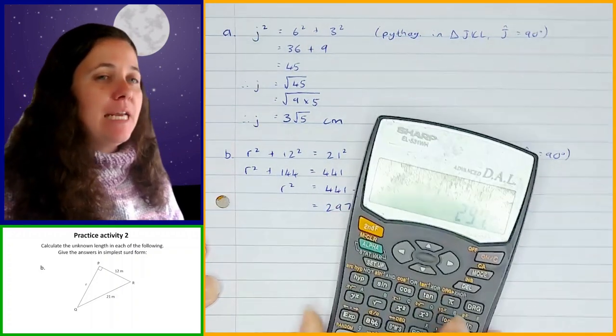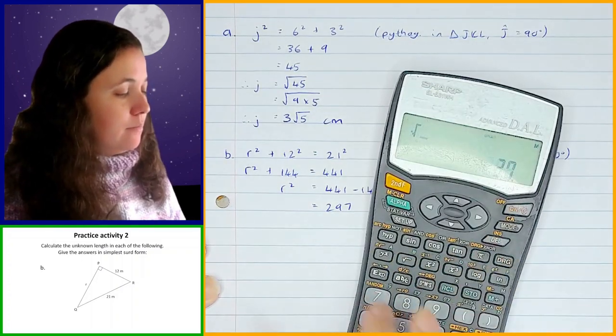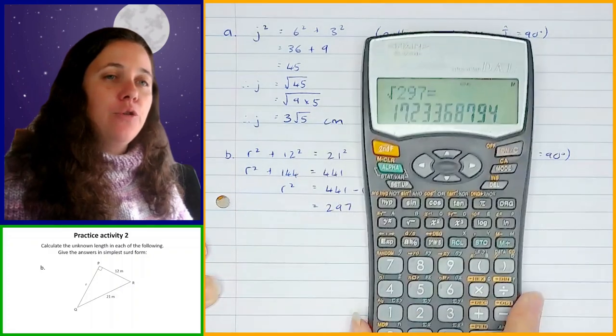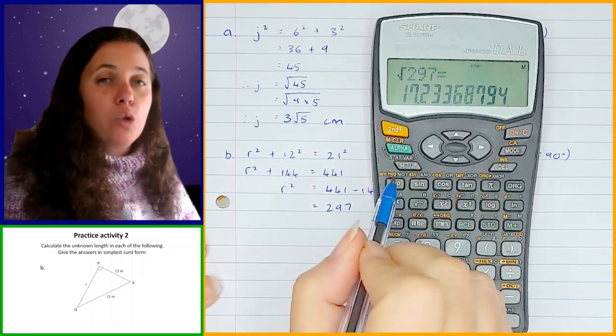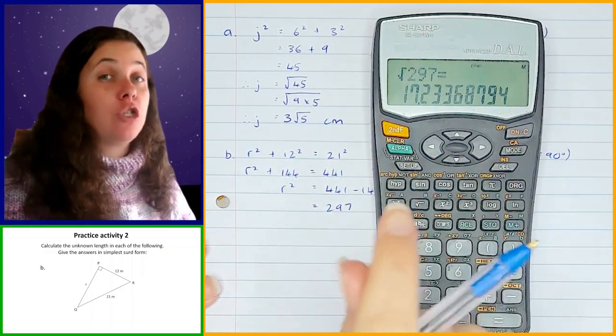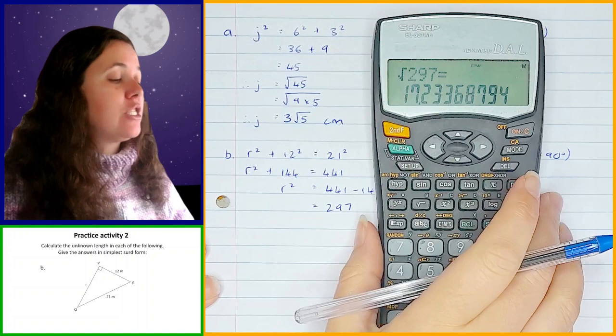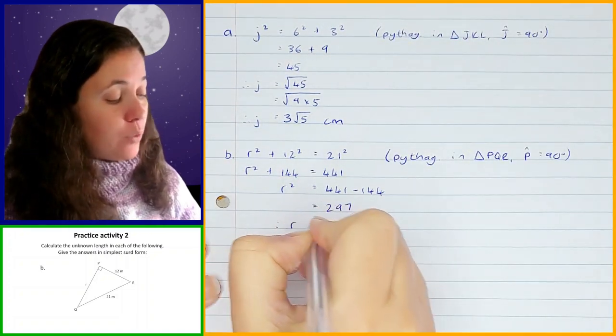Now again, if you take 297 and you square root it, that is going to give you an irrational number, not a very nice number. So we can't keep it like that. We have to write it in simplest surd form because that's the instruction that you were given for this question. Okay, so now 297, first of all, we have to square root it.